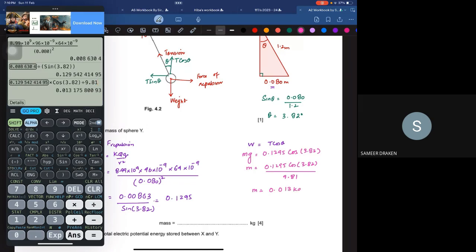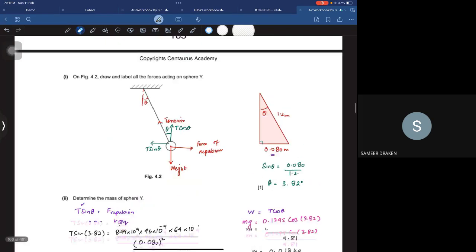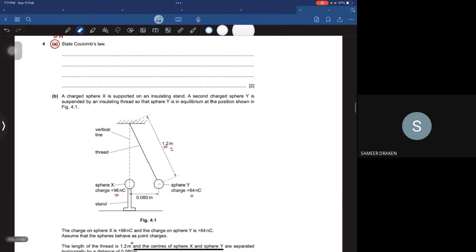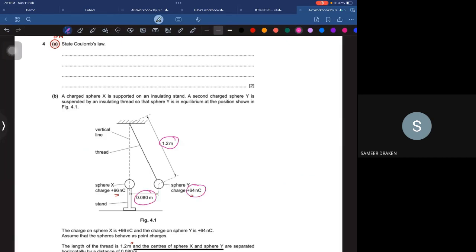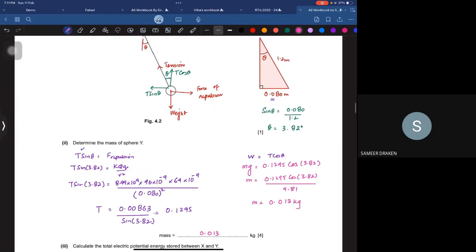0.013 kilograms. Now you need to be very careful that you give your answer in the correct significant figures, because if you don't, you will not get 1 mark out of it. All the data was in two significant figures, so we need to give the answer in two or at maximum three significant figures. Is it clear, kids? Please have a look at it. Let me know if you have a question here.